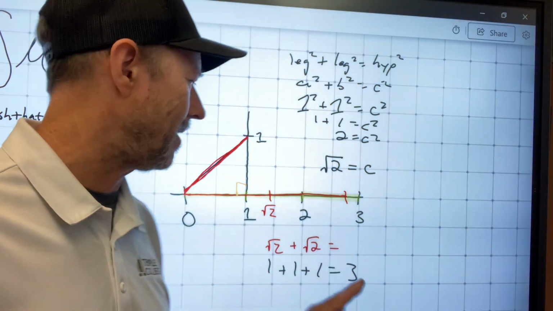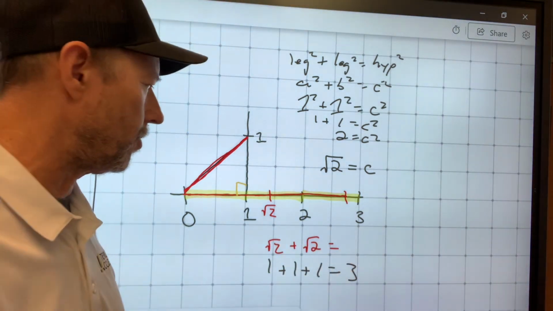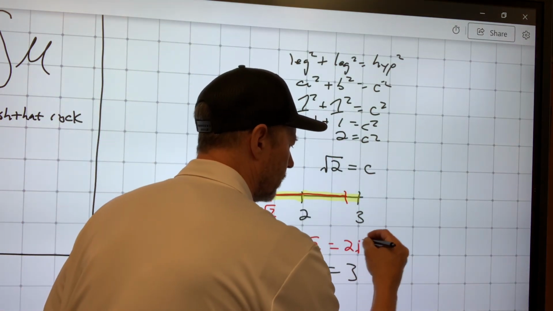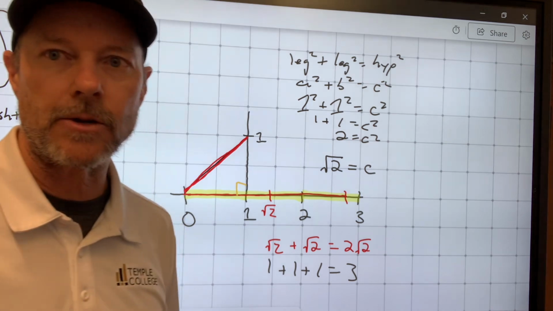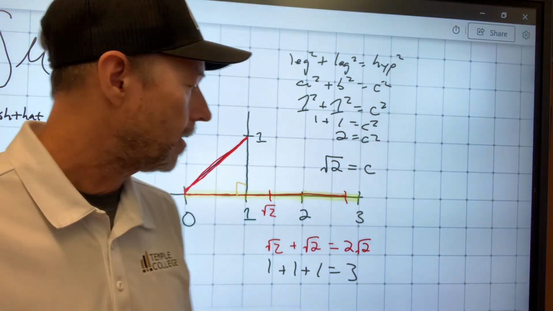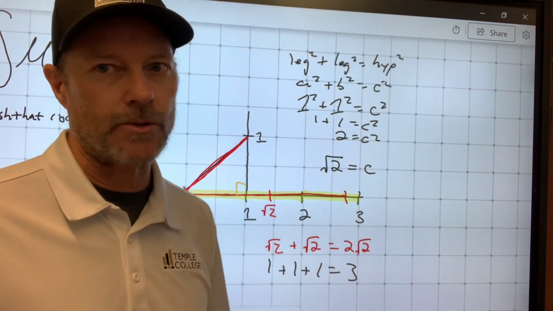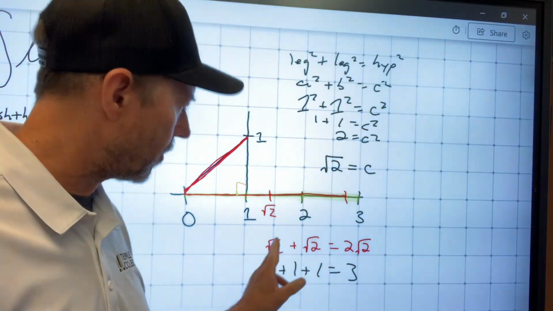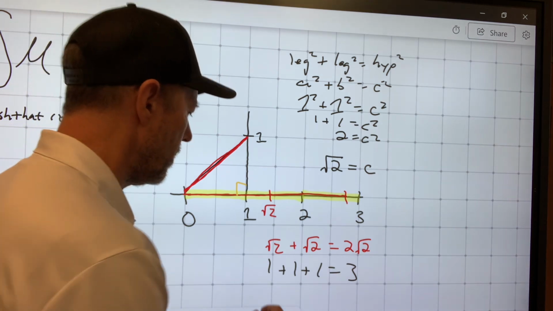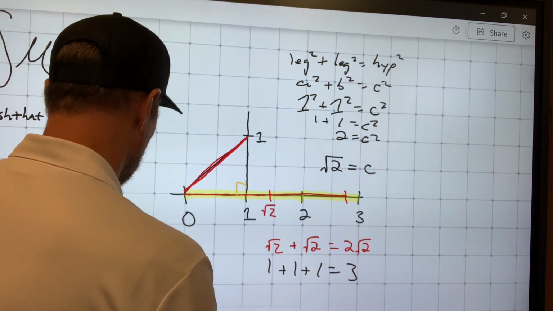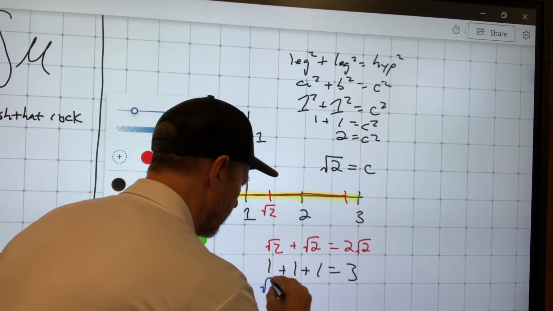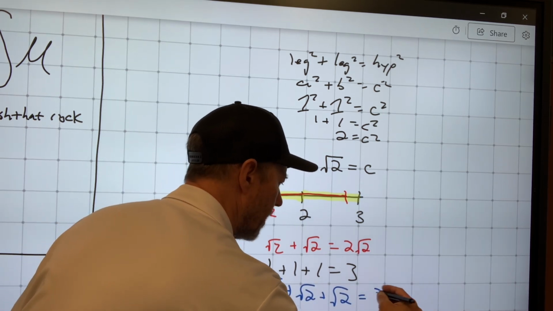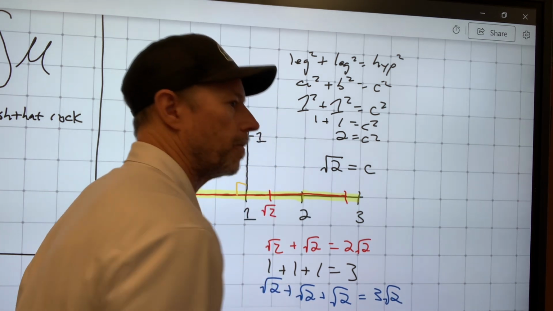Okay, so you can't add these up. All you can do is say, well, there's a square root of 2 here, a square root of 2 here, so I have 2 square roots of 2. And that's how you add radicals. They must be alike. If I take the square root of 2 and try to add the square root of 3, I just have square root of 2 plus square root of 3. I can't add them up. But if they're alike, well, then you can say you have 2 of them. So if I were to have the square root of 2 plus the square root of 2 plus the square root of 2, 3 times, well, that would be 3 square roots of 2.